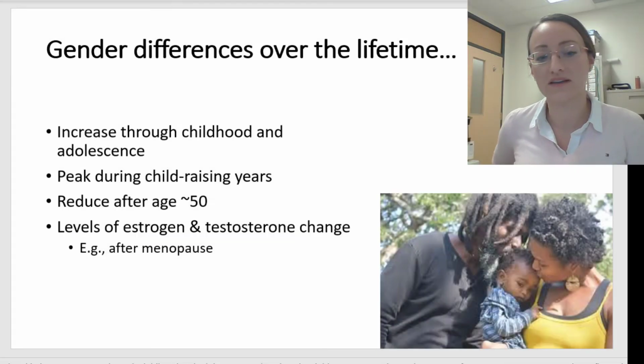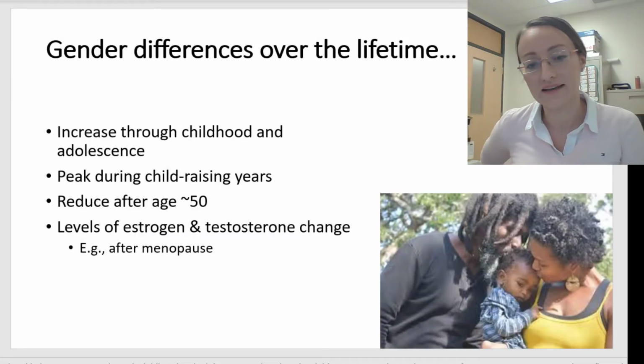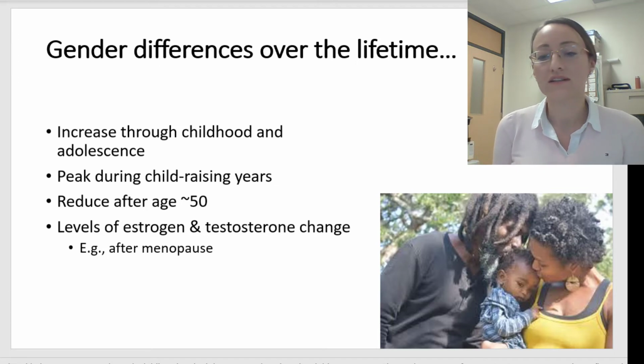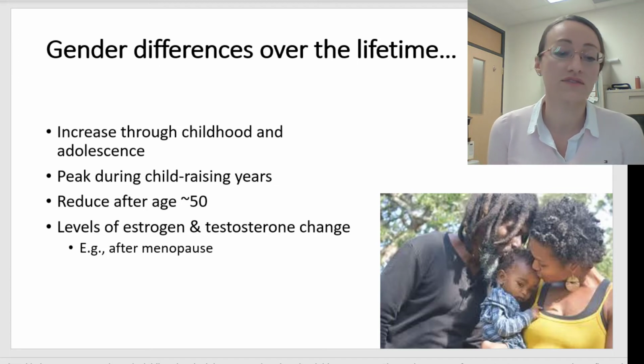Differences in gendered behavior increase through childhood and adolescence and peak in the child-raising years. They reduce again after age 50. To some extent, that reflects changes in levels of sex hormones. Testosterone and estrogen do have observable effects on the body, on cognition, on emotion, and on behavior.